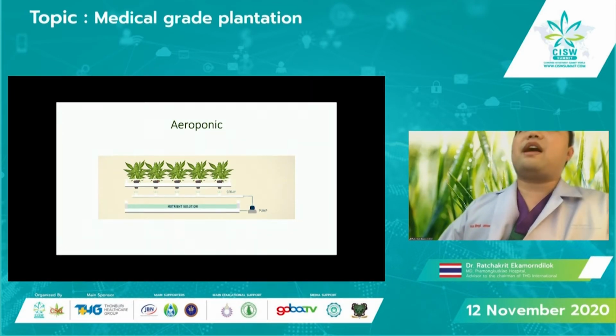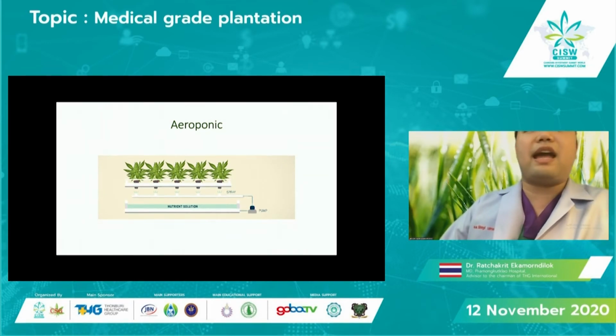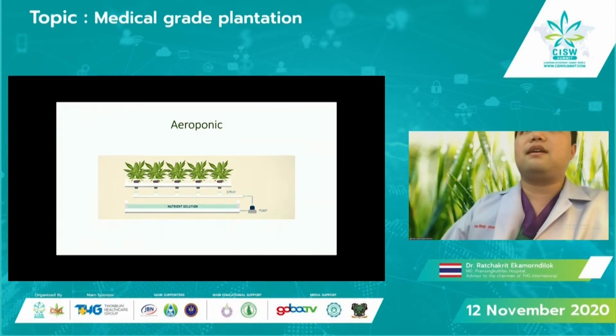The last one is aeroponic. Aeroponic uses a spray. We spray water on the roots and the roots hang in the air. Very effective. The cannabis grows very, very fast, but it comes with a cost too.